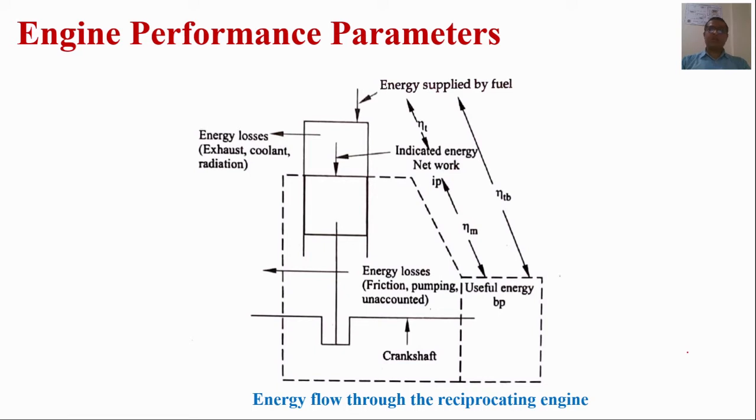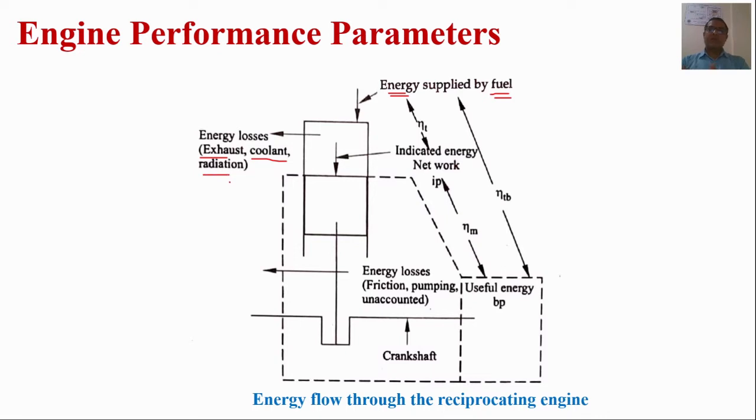So first in the diagram, you can observe that fuel supplied in the combustion chamber of the engine burns in the presence of the air. Due to this, chemical energy of the fuel is converted into thermal energy. Now, the whole portion of this thermal energy cannot be utilized to drive the piston as there are energy losses in exhaust, coolant and radiation.